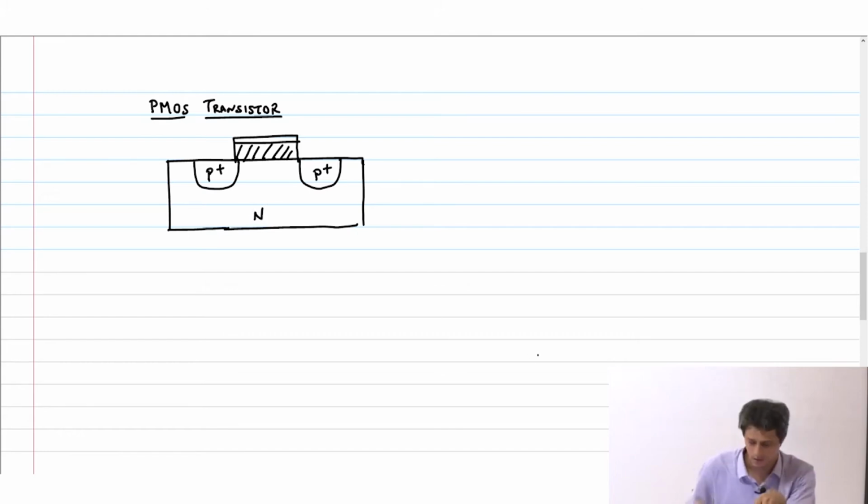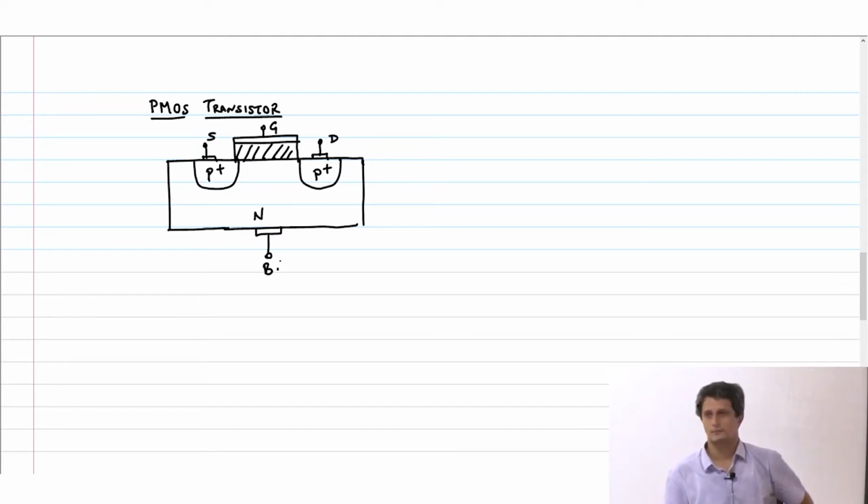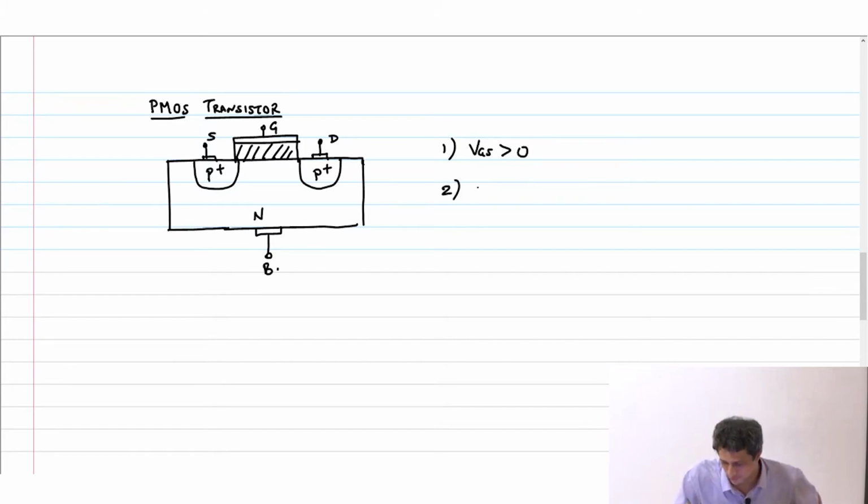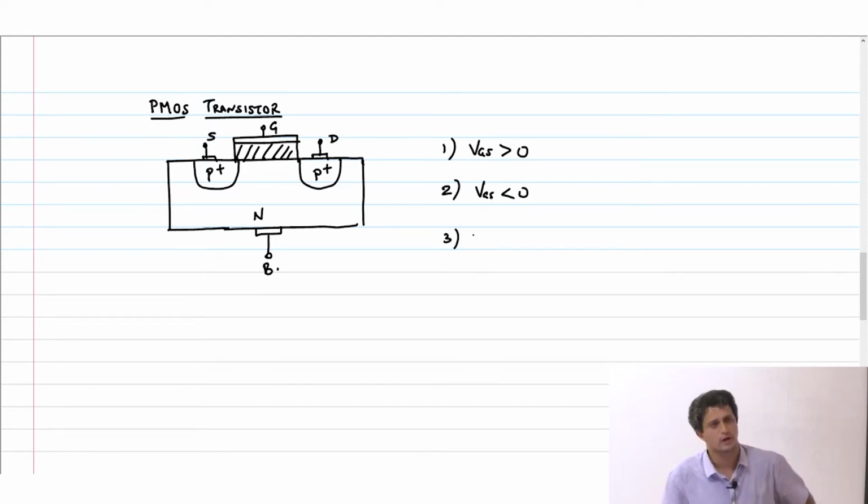Okay. So now I could have gate, source and drain, and this is my body. So now let's analyze the three cases. What happens when VGS is greater than 0? Case 1. 2. VGS is less than 0. And 3, we will come to that. So what happens when VGS is greater than 0?